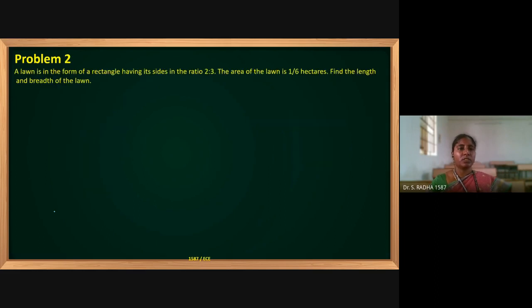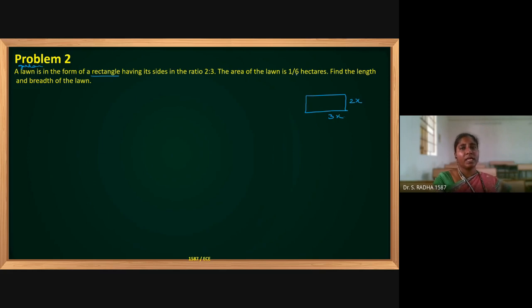This is the second question. A lawn is in the form of a rectangle. Lawn means a garden. These words should be familiar to you. A lawn is in the form of a rectangle, having its sides in the ratio 2:3. So this is 2, this is 3. I will assume this as 2x and this as 3x.